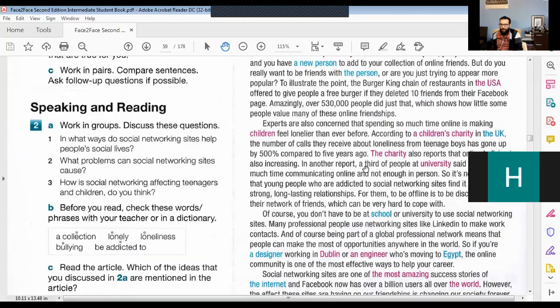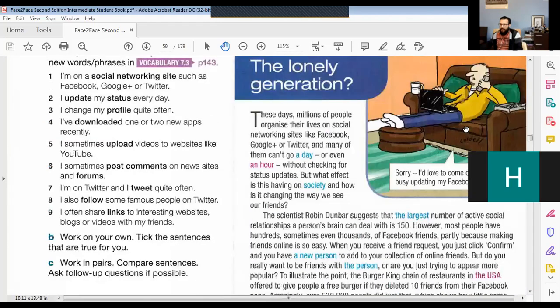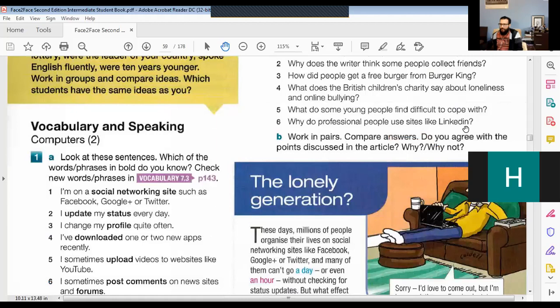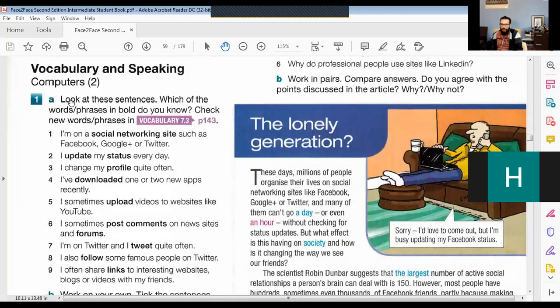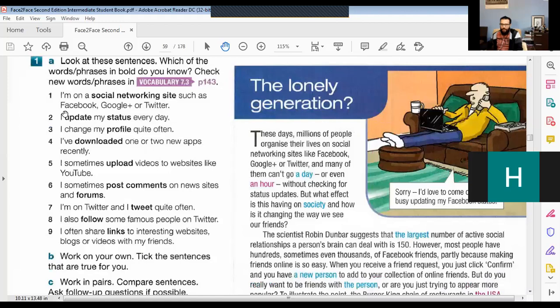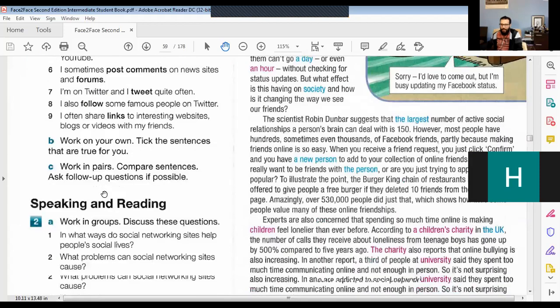We talked about the problem of loneliness many teenage boys in the UK suffer from. So this is a big problem. We talked about it, and we also answered the questions here about the article. We checked some vocab related to computers and social networking, like, for example, update, download, upload, forums, tweeting, following, sending links and all of this.